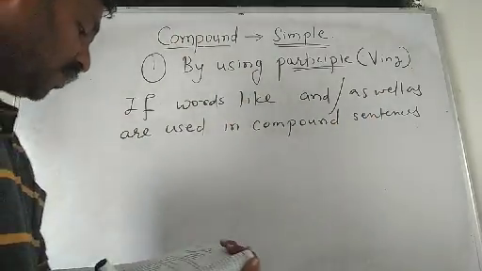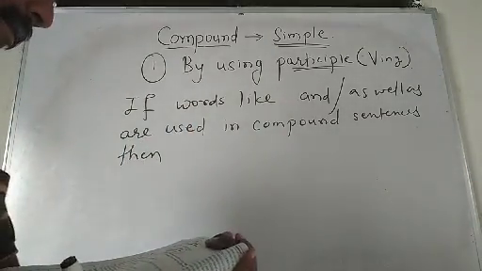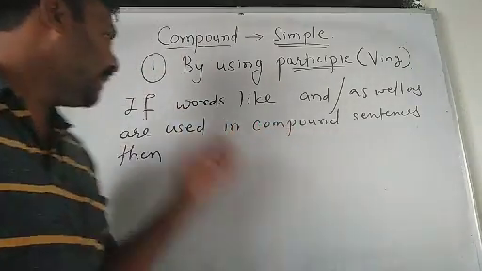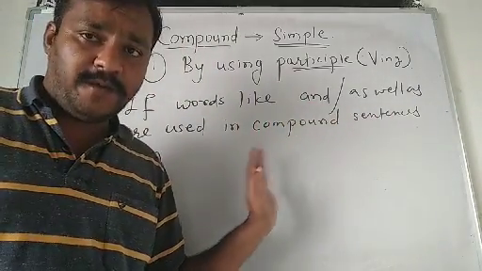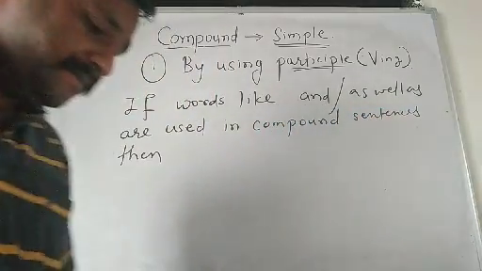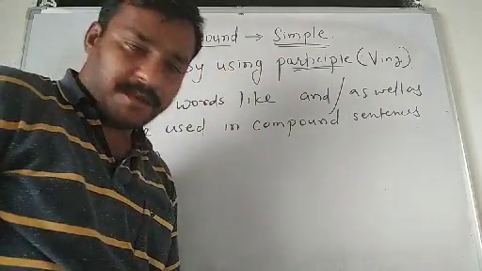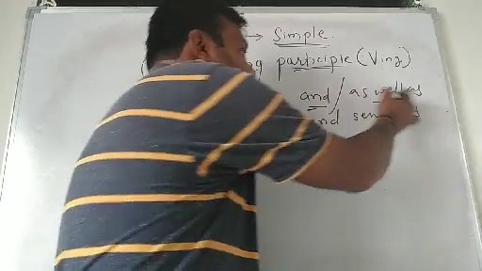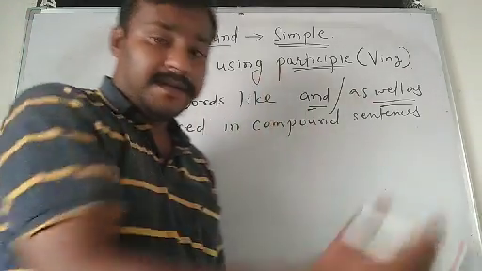If words like and or as well as are used in compound sentences, then what do we have to do? We first observe that sentence. If words like and or as well as are there, it means two main clauses are joined with that particular word. At that time we have to use the participle form of the verb. And we have to remove those coordinating words, which we will call linking words here. We have to remove them to make it a simple sentence.